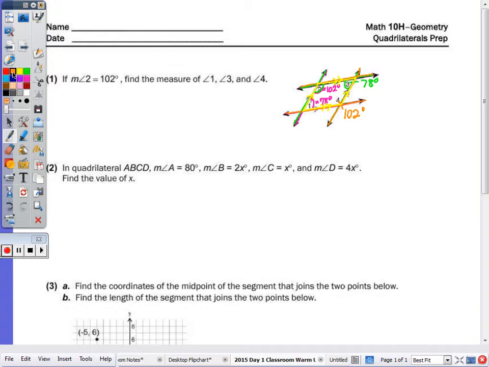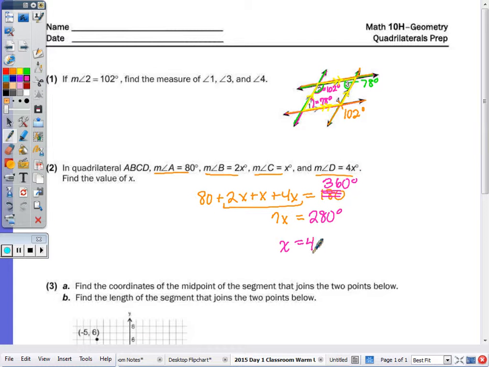In number 2, it said you had quadrilateral ABCD, given the angle measures, so you're given all 4 angle measures. We know that the interior angle sum for a four-sided figure is 360 degrees, so 80 plus 2x plus x plus 4x is equal to 360 degrees. Combining like terms, we've got 7x equals, subtract the 80 from that side, 280 degrees, divide by 7, and x is 40.